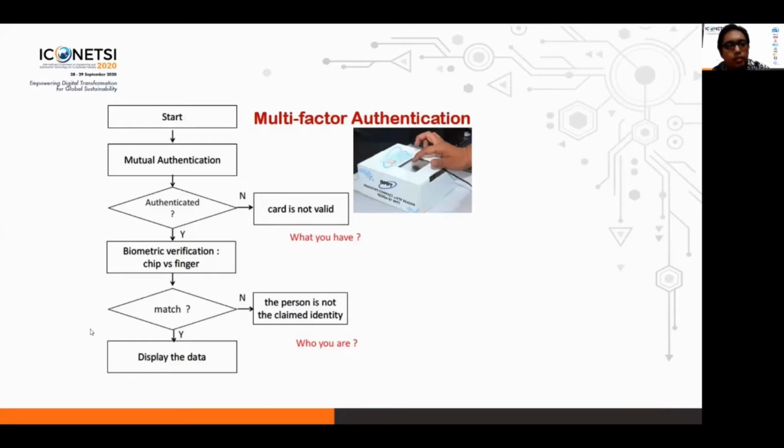Okay, this diagram is the process on the KTP-el reader. It already uses multi-factor authentication. It will do mutual authentication of the card. If the authentication is successful, it will move to another step. That is what you have. The step after the authentication is matching the biometric fingerprint in the chip and the live finger. If matched, then the reader will display the data, who you are.